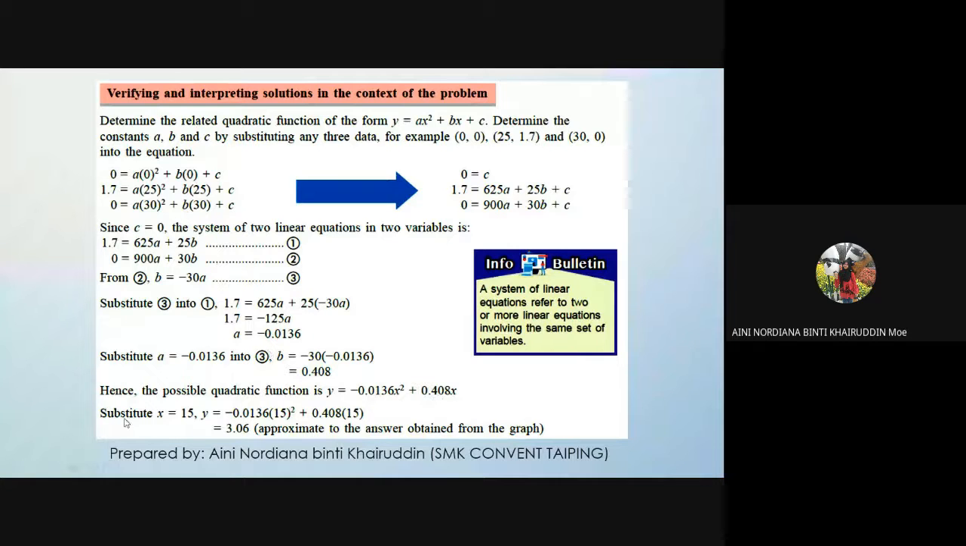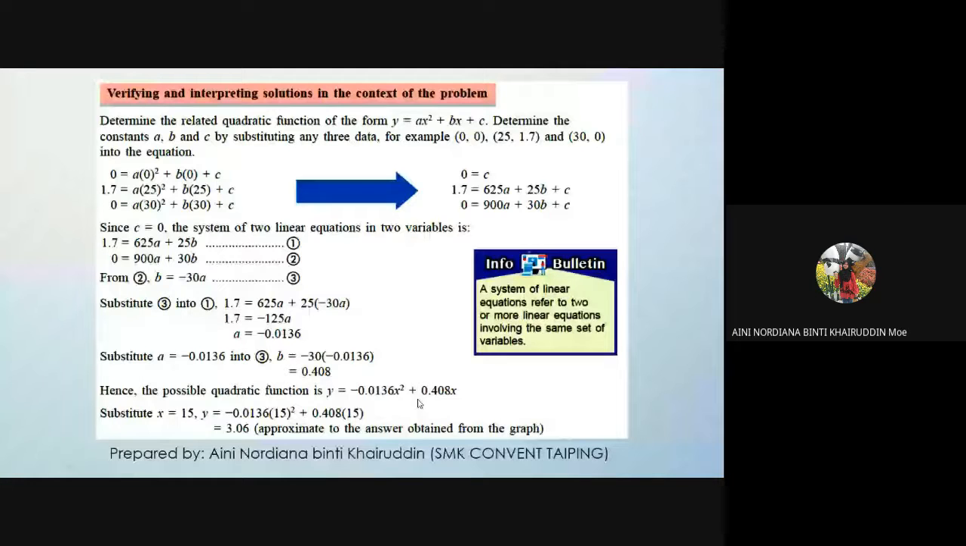So untuk dapatkan x 15 ni y dia berapa, so substitute into the formula the value of x which is 15, then here y equals to 3.06, approximate to the answer obtained from the graph. Tadi dekat graph pun kita dapat 15 tu 3.3 kan, so lebih kurang lah. Maksudnya kat sini function yang you buat ni ataupun nanti kalau adalah soalan macam ni, betul lah, function tu betul.